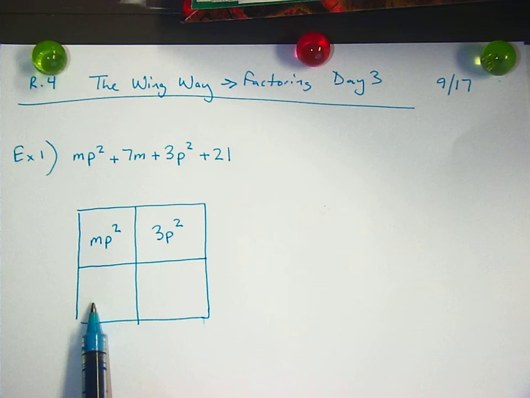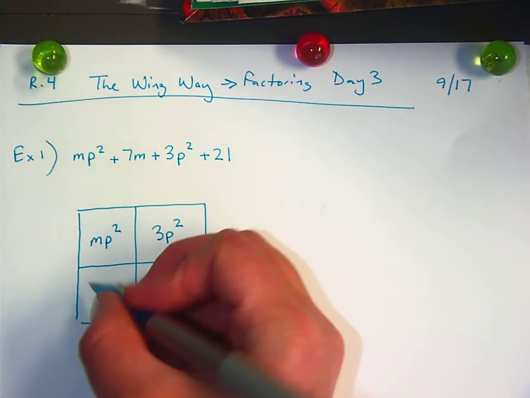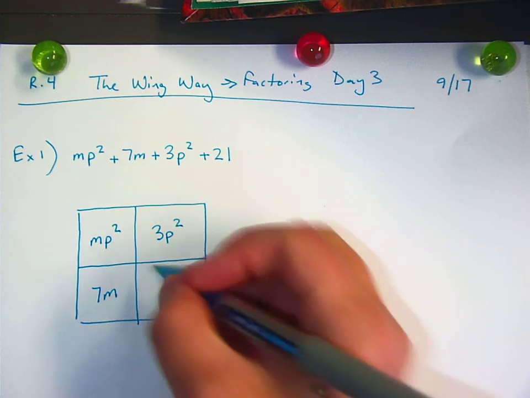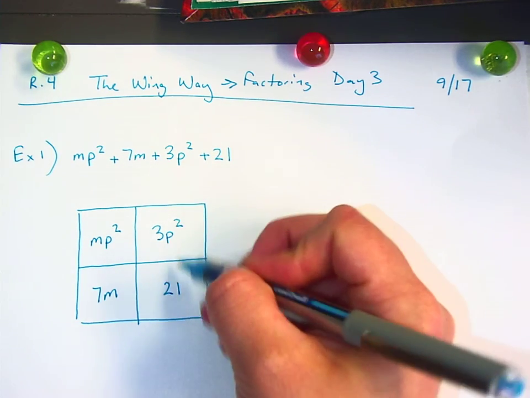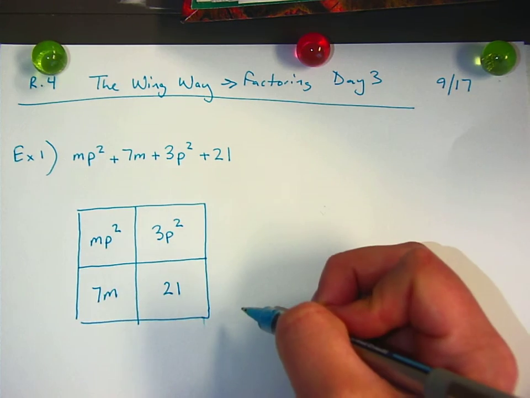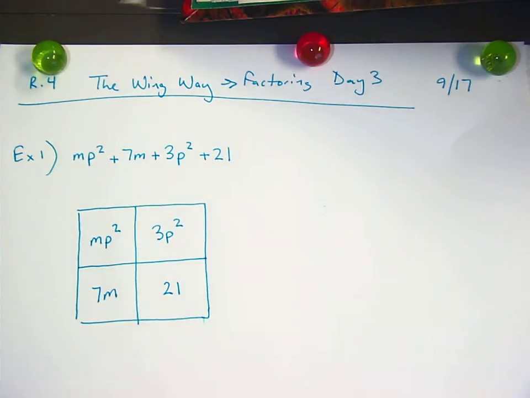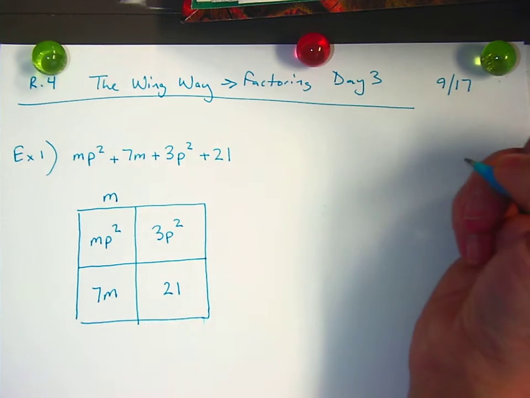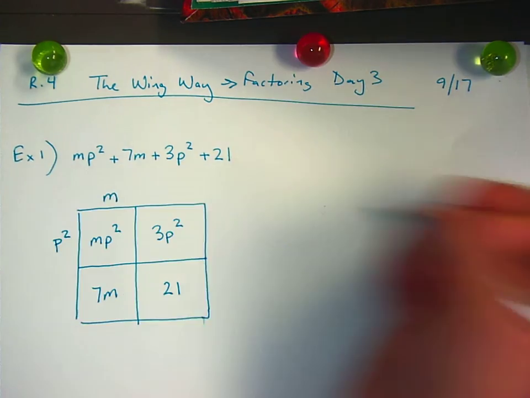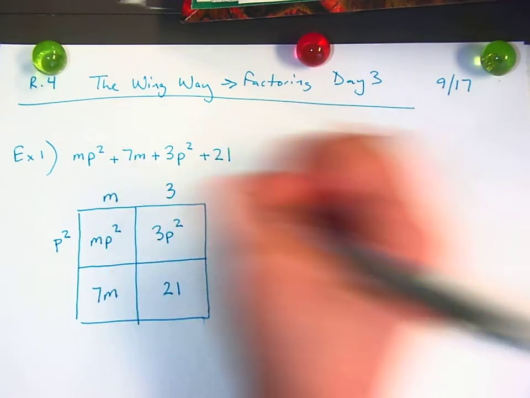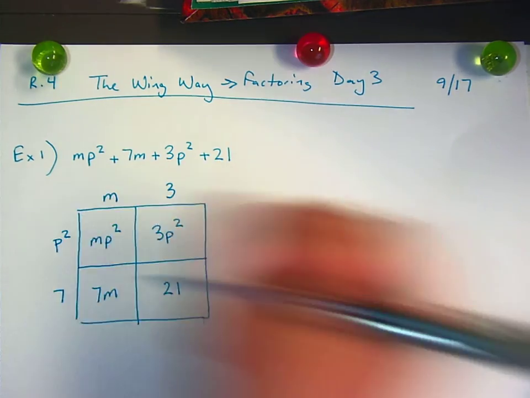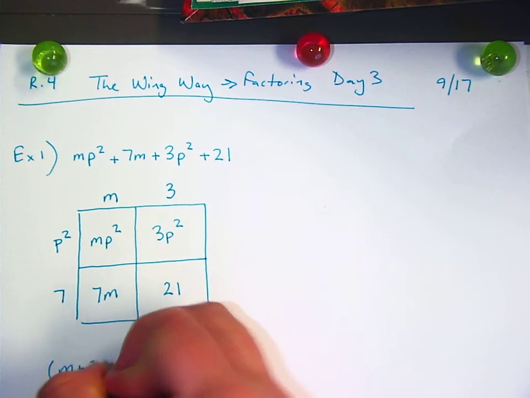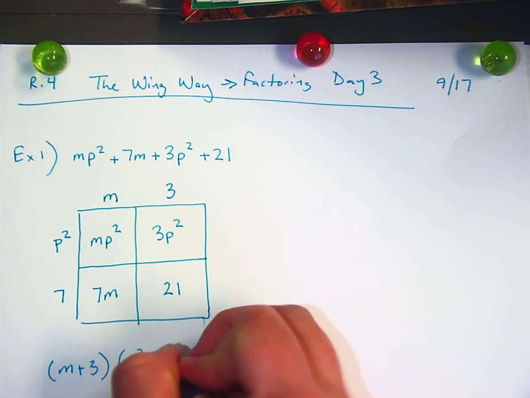What do you think I should put here? 7m, because now vertically they both have an m in common. And then 21 makes sense here. Do you see how there's going to be a 3 in common here and a 7 in common here? And now we just pull out what's in common. So this is an m. This one was a p squared over here. This is a 3 and a 7. So the answer to this one is m plus 3 and p squared plus 7.